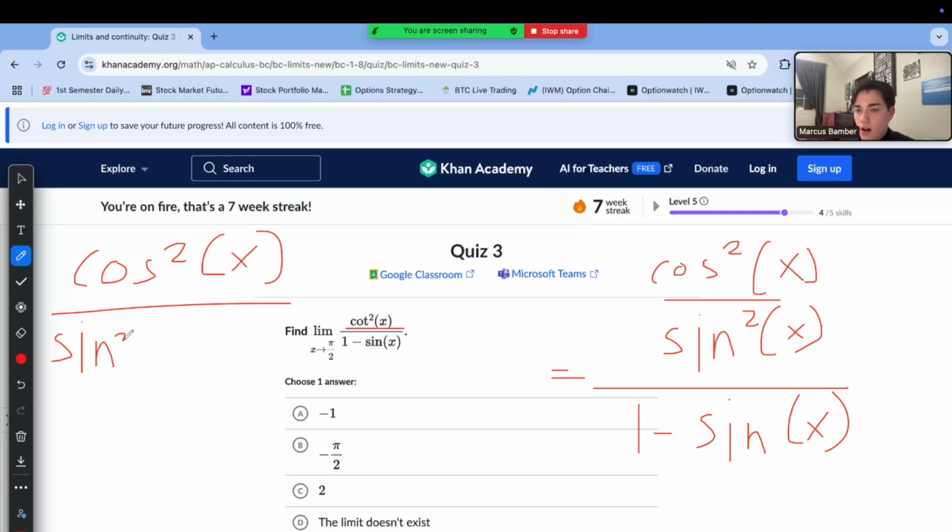So now we have sine squared of x times 1 minus sine of x in parentheses. Now we're going to use Pythagorean identities to rewrite cosine squared of x. So we should know cosine squared of x plus sine squared of x is equal to 1 via a Pythagorean identity. So in order to solve this for cosine, we subtract 1 from each side. So cosine squared of x is actually equal to sine squared of x minus 1.